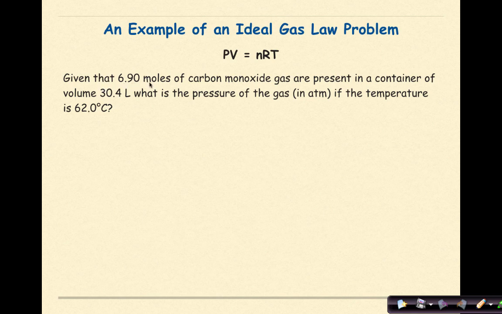Given that 6.9 moles of carbon monoxide gas are present in a container of volume 30.4 liters, what is the pressure of the gas in atmospheres if the temperature is 62 degrees Celsius? The first thing I'm going to do is write the ideal gas law. PV equals nRT. So I'm solving for the pressure of gas. So P is going to be my unknown.